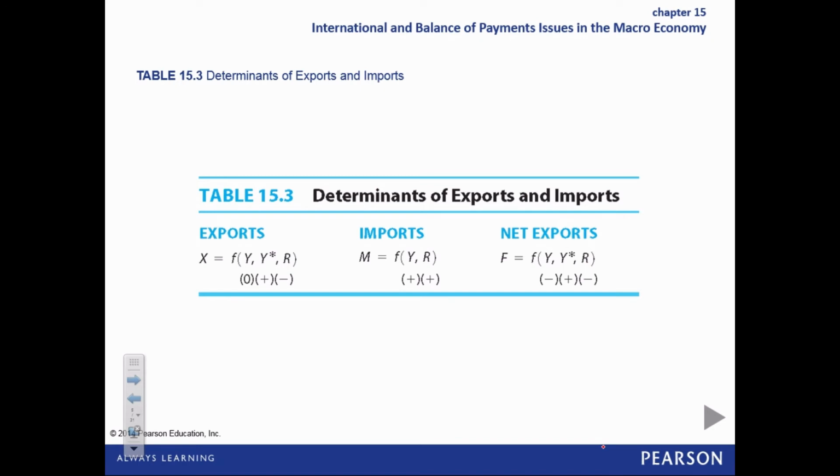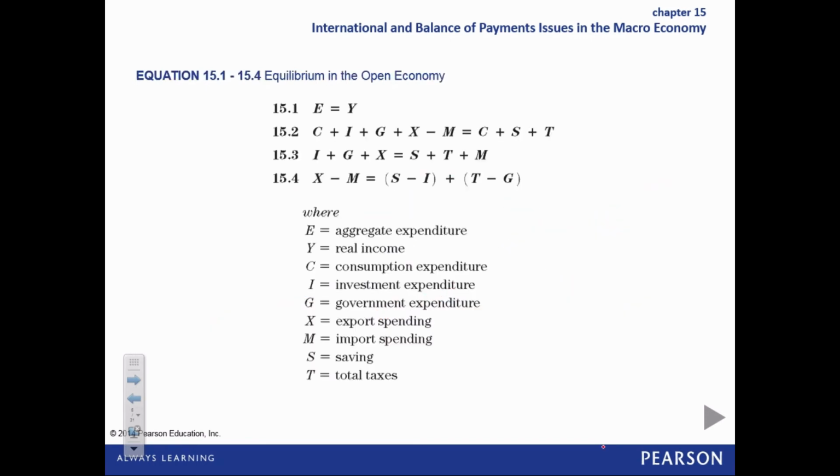These are the formulas we have seen, determinants of export and import. Export is a function of these variables, import is a function of these variables. Therefore, the net export, which is the difference between export and import, would be a function of those. That is Y, which is our income, Y star, which is the income of the rest of the world, and R, the exchange rate of the US dollar vis-a-vis other currency.